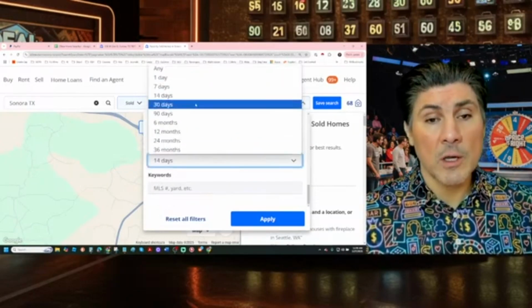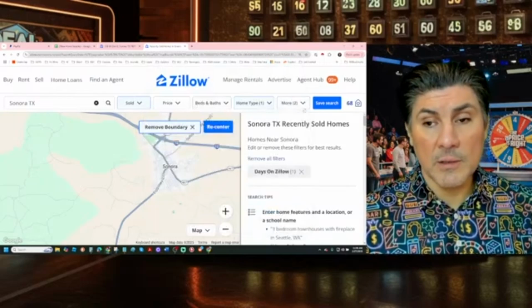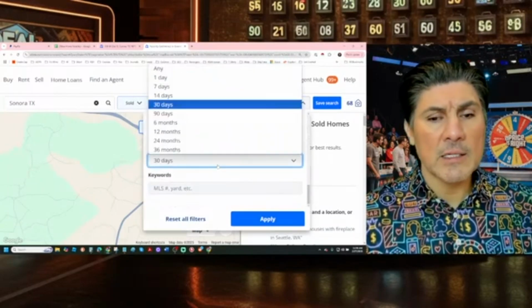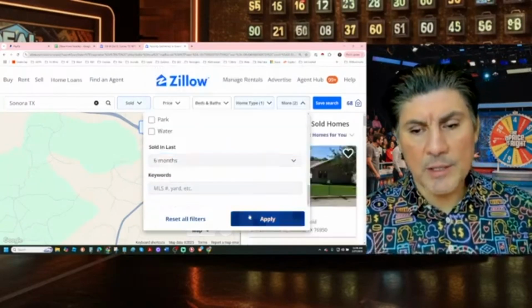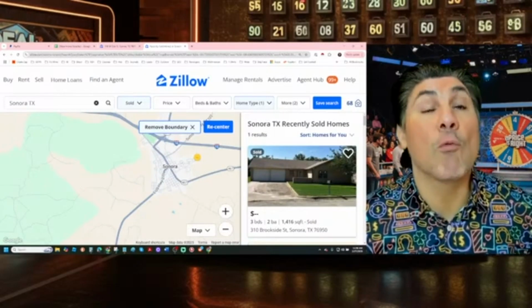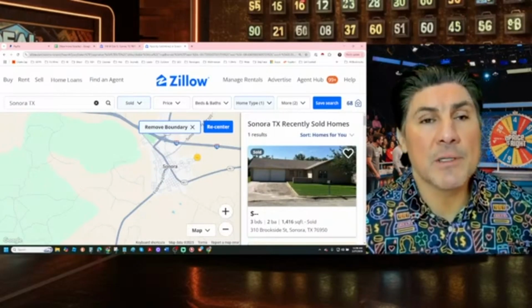According to Zillow, no sale in the last 30 days. And let's see if we've got any sales in the last 6 months. I'm just going to hop straight into 6 months. So in the last 6 months, we have had one sale. So when this happens, this is important, all right?